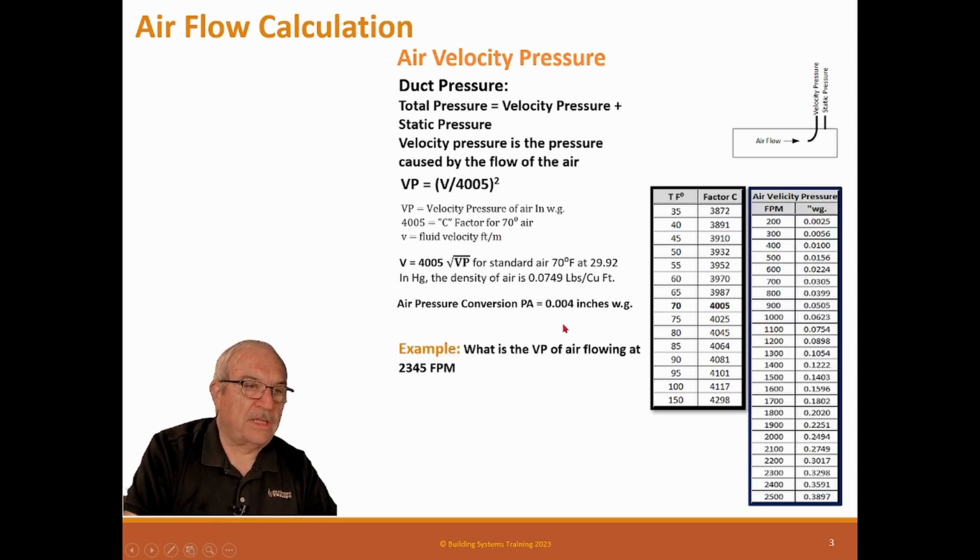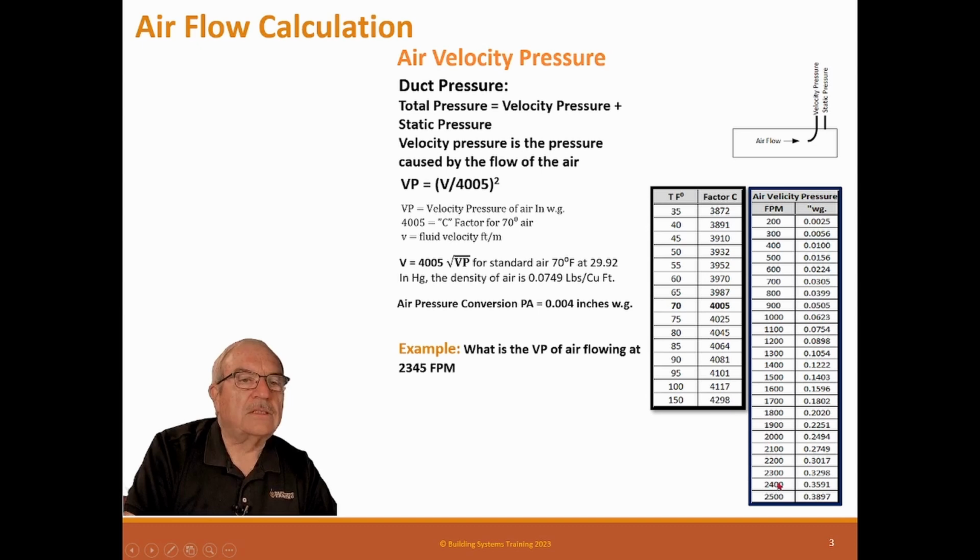So let's do an example. This is a velocity pressure chart, and you have a lot of these in your books. As a matter of fact, your balance manual actually has these, and it tells this is the feet per minute, the velocity, and this is the associated velocity pressure with that. Because, as long as the air is the same weight, it's the same. Well, okay, so let's say, what is the velocity pressure for air flowing at 2345?